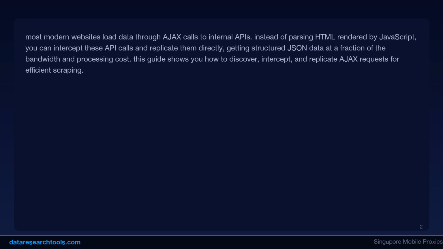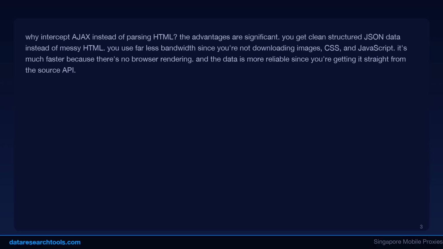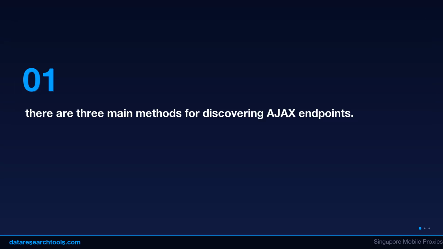Modern websites are increasingly single-page applications that load data dynamically through API calls. The HTML you see in view source is often just a shell. The actual data like product listings, prices, reviews, and search results loads via AJAX requests after the page renders. If you only scrape the initial HTML, you miss most of the data.